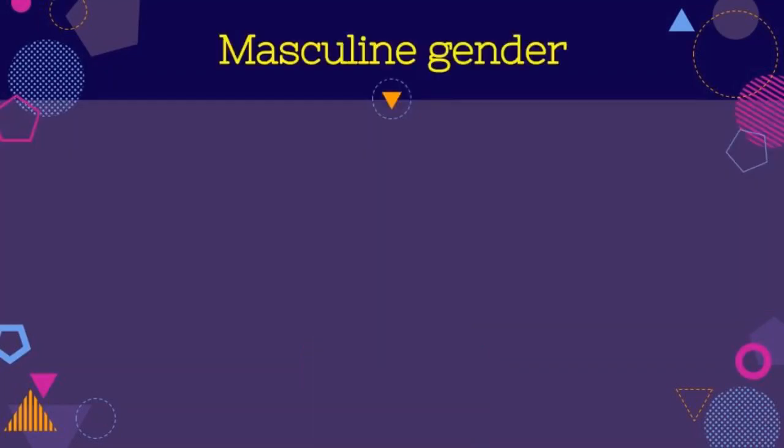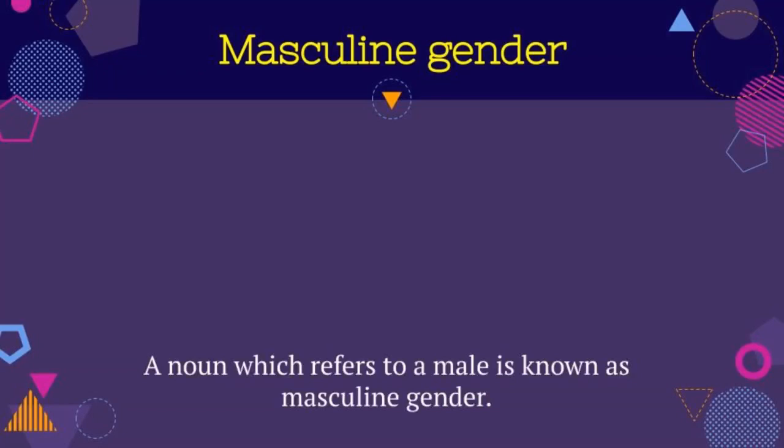Students, now we are going to see what is masculine gender. What is the meaning of masculine gender? Masculine means male. A noun which refers to or denotes a male person or male animals is known as masculine gender.